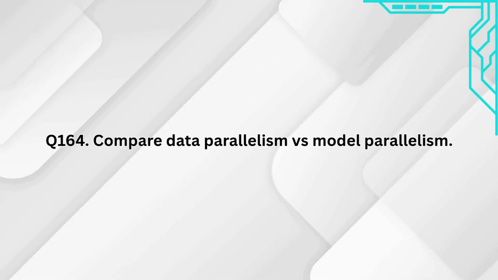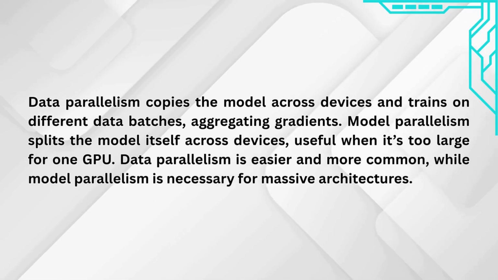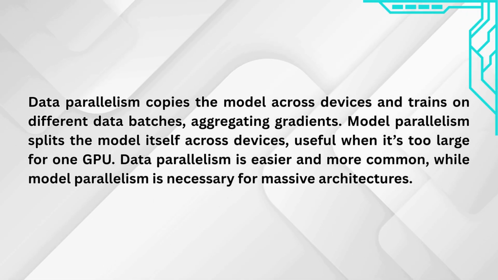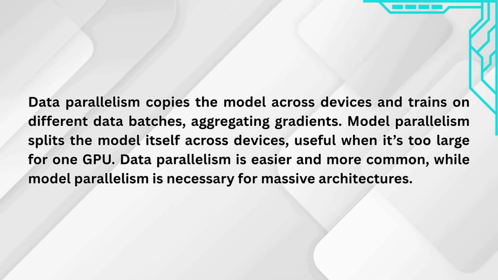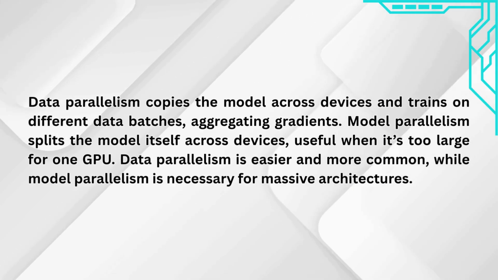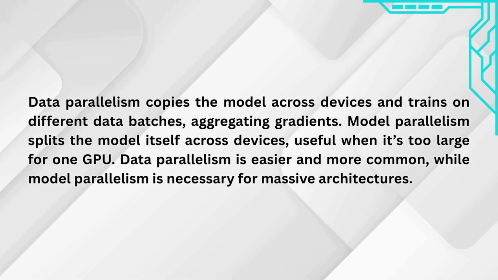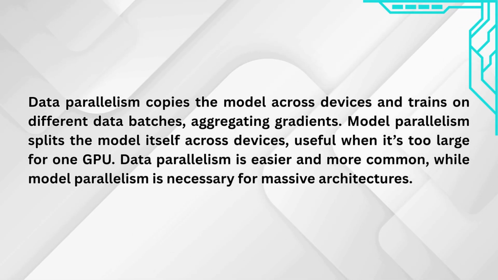Compare data parallelism versus model parallelism. Data parallelism copies the model across devices and trains on different data batches, aggregating gradients. Model parallelism splits the model itself across devices, useful when it's too large for one GPU. Data parallelism is easier and more common, while model parallelism is necessary for massive architectures.